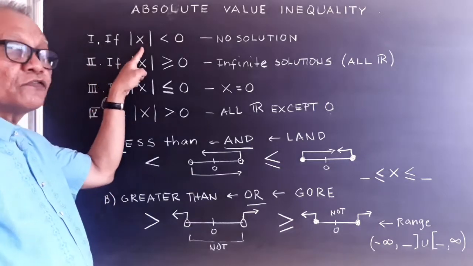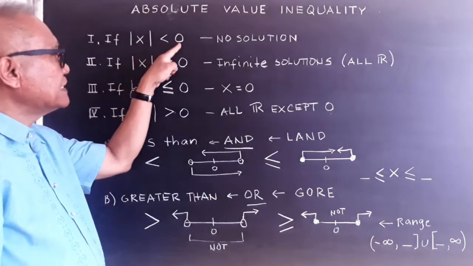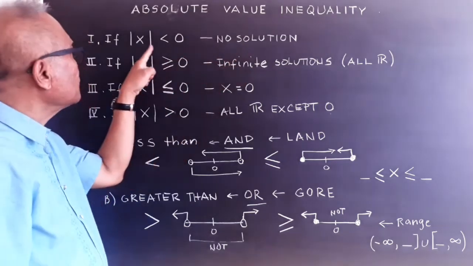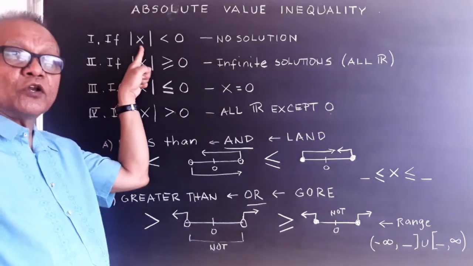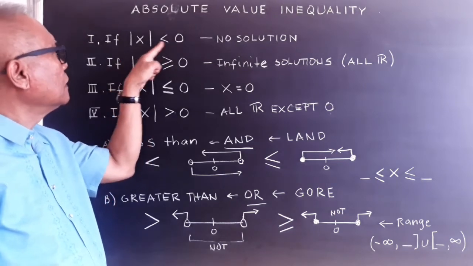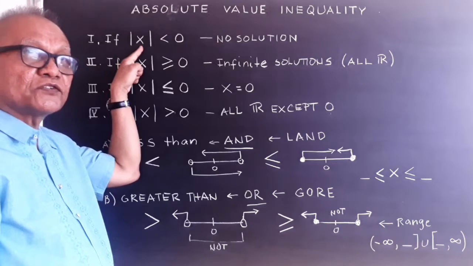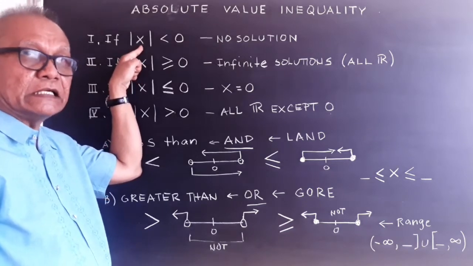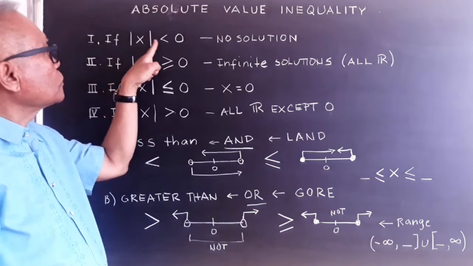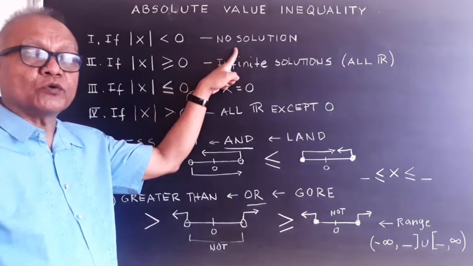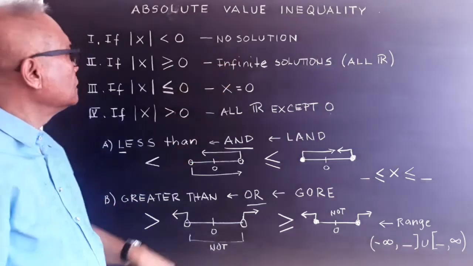If our absolute function is less than 0, there is no solution, because an absolute function is always positive. How can we have a negative here when the absolute function means we remove the sign regardless of its sign? It's always positive. So when you encounter this one, which is less than 0, there is no solution for that.